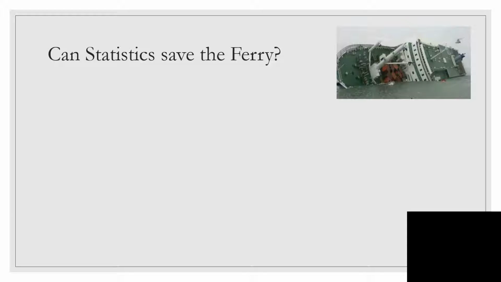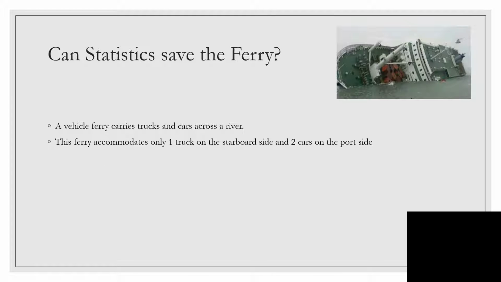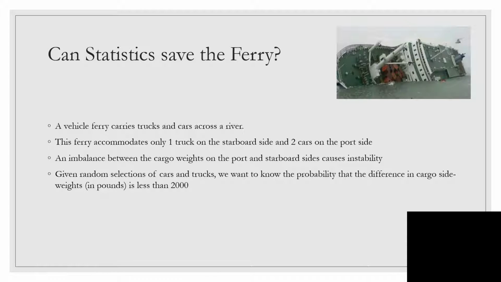Question: can statistics save the ferry? A vehicle ferry carries trucks and cars across the river. This ferry can only accommodate one truck on the starboard side and two cars on the port side. An imbalance between the cargo weights on the port and starboard sides can cause instability.